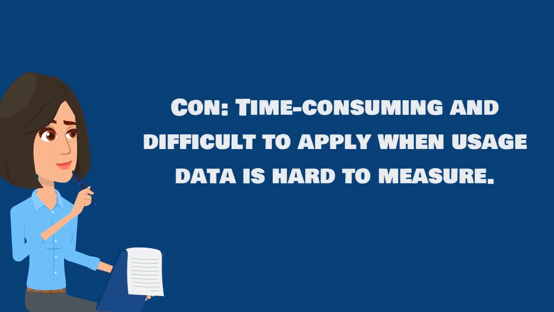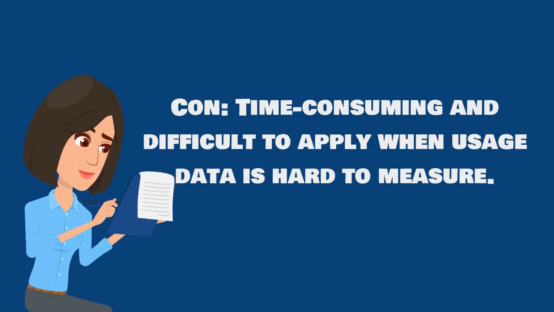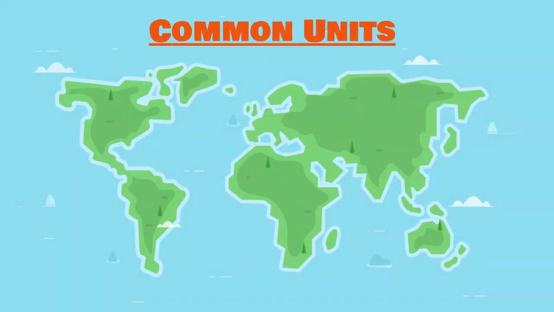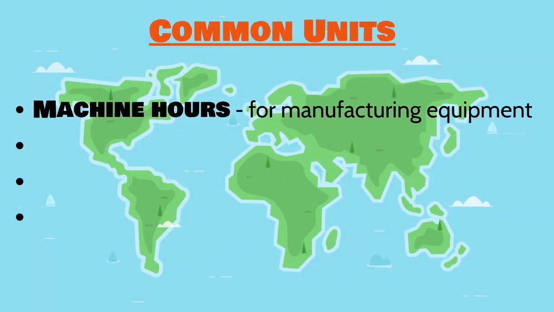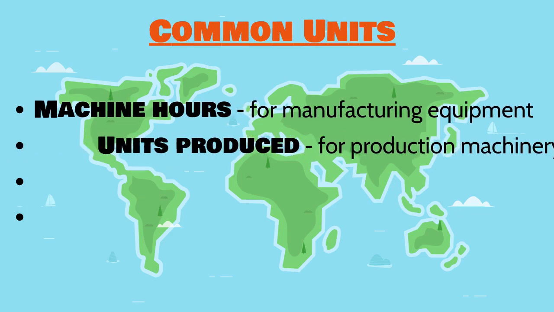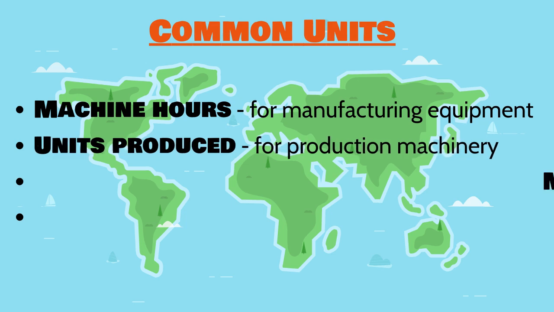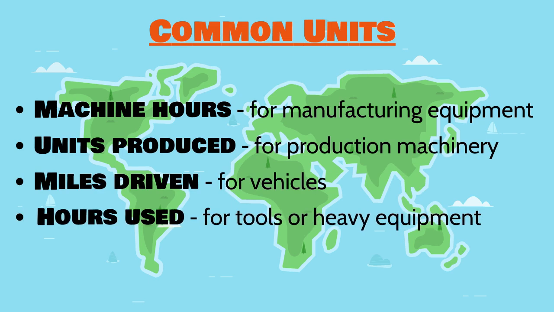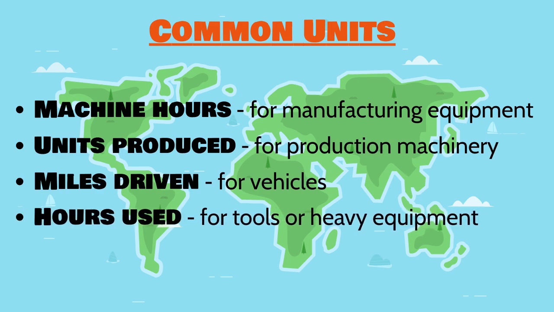Miles are easy, you can check an odometer, but other measurements may be harder to obtain. For example, other common units that might be used are machine hours for manufacturing equipment, units produced for production machinery, miles driven for vehicles, hours used for tools or heavy equipment, or whatever makes sense for your business.